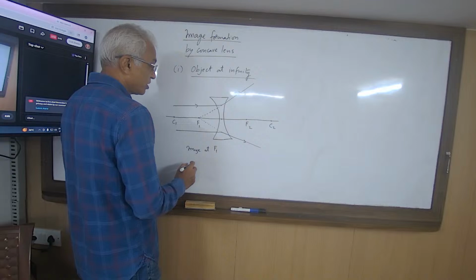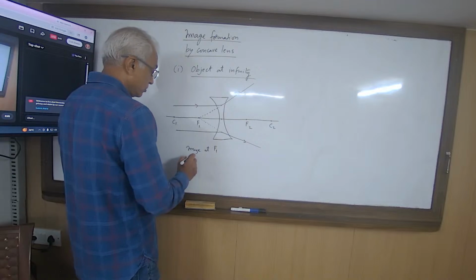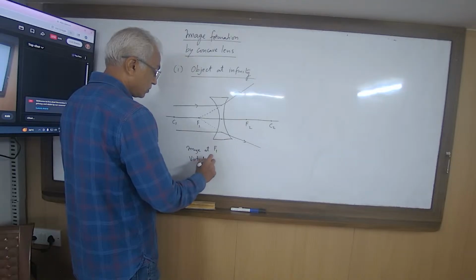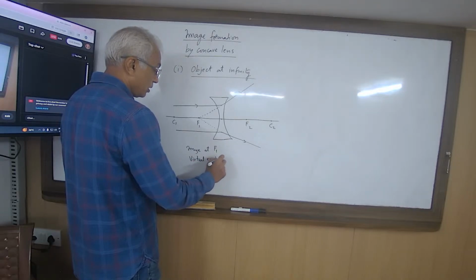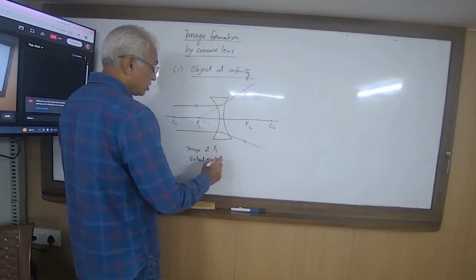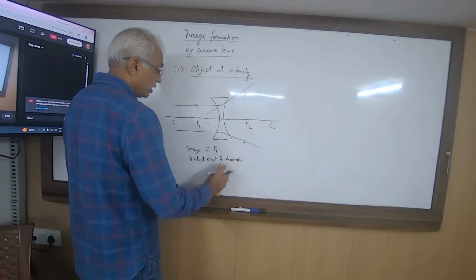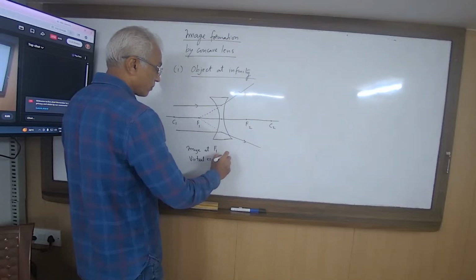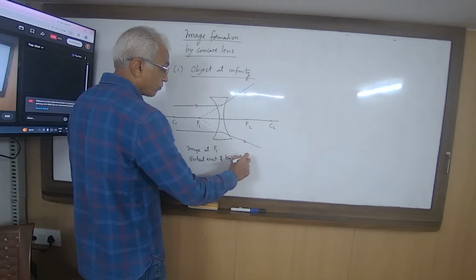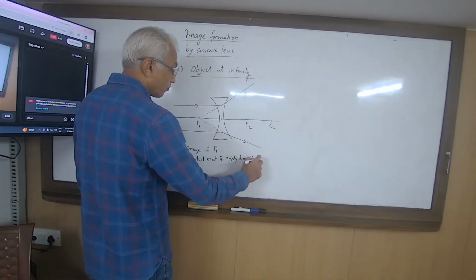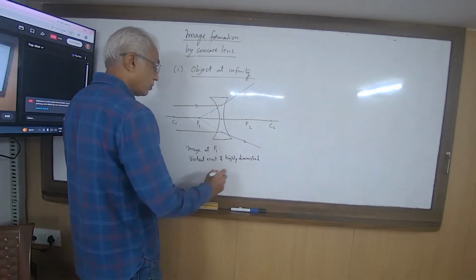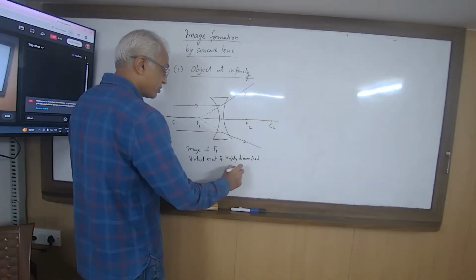So what is the nature of the image? Virtual, direct, and diminished to a point. Highly diminished, write it down. Or point sized.